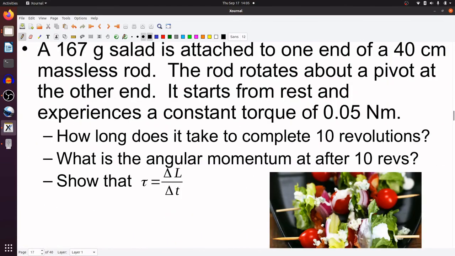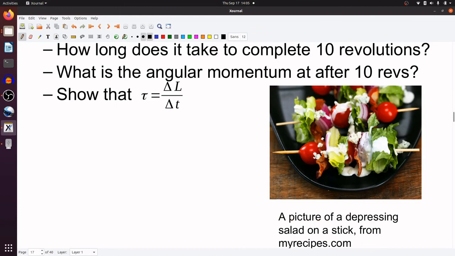All right, so let's do a problem, mixing some things up. Let's say you have a 167 gram salad. It's attached to one end of a 40 centimeter massless rod. Why would they do that? Well, apparently, here's a depressing picture of salad on a stick. It exists. I did not know that.